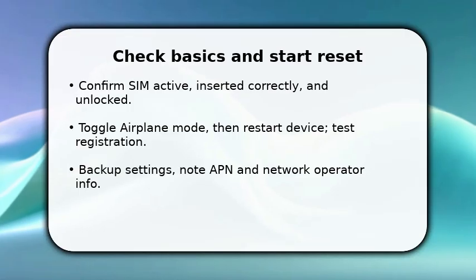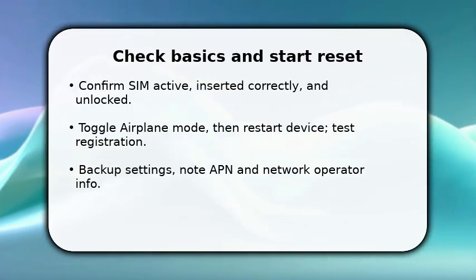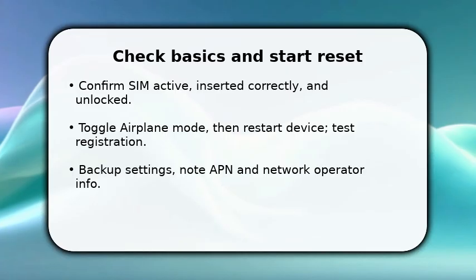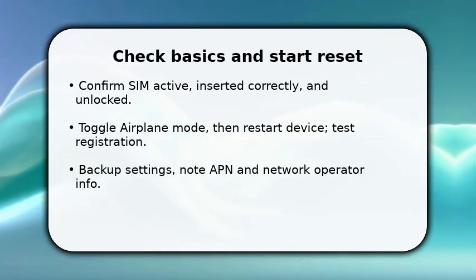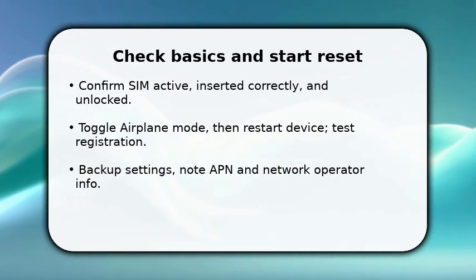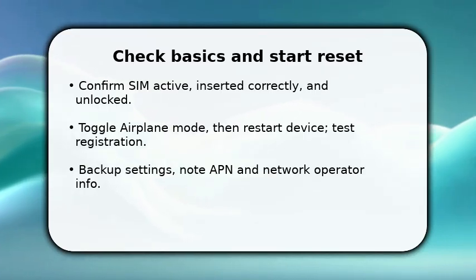You begin by confirming the SIM is active and seated correctly. A misaligned tray can block registration. Next, toggle airplane mode for 10 seconds, then restart the phone to force a fresh network scan.